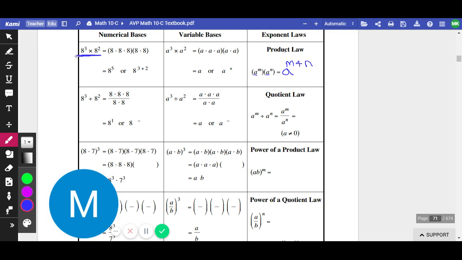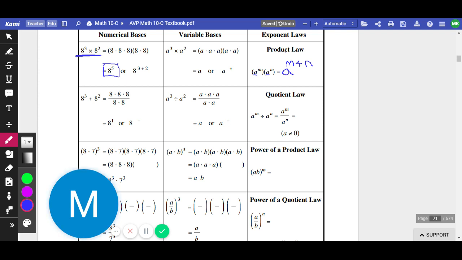If you had 8 to the power 3 times 8 to the power 2, it's the same base, so you can add the exponents. 3 plus 2 is 5. 8 to the power of 5. They've explained it by doing all the multiplication. They showed 3 8s, 2 8s. That means there's 5 8s. That's why you add them together.